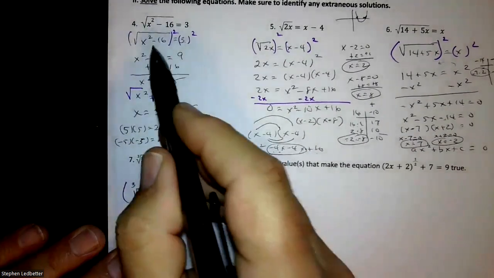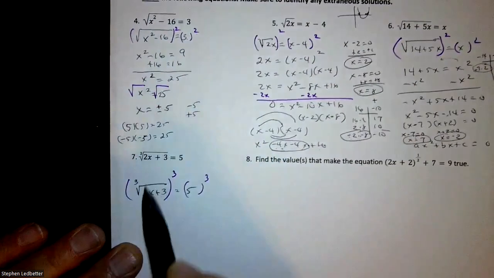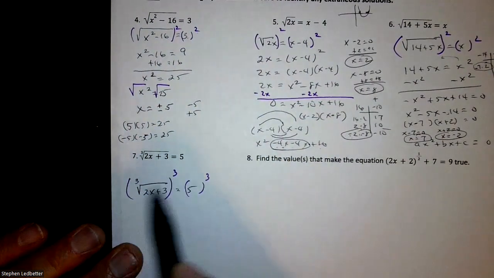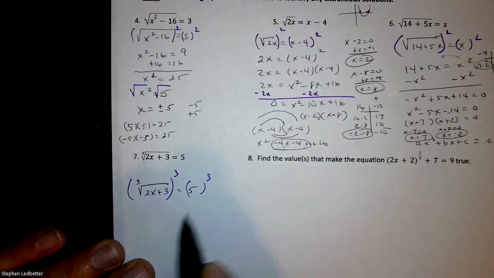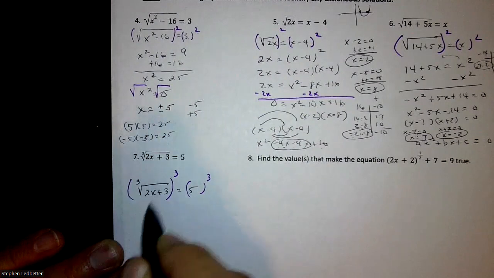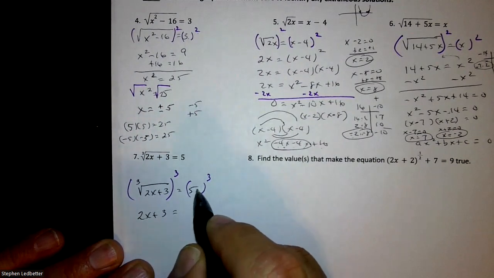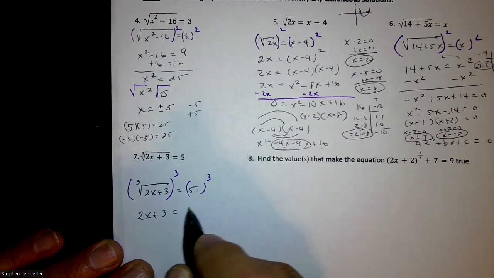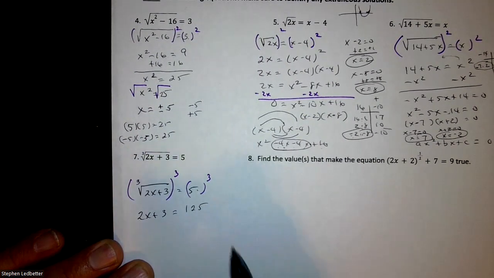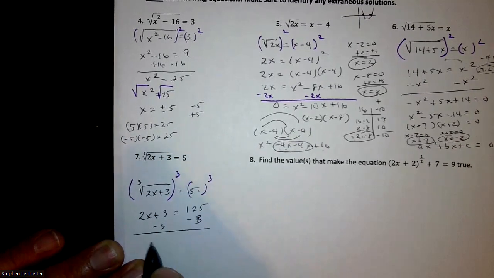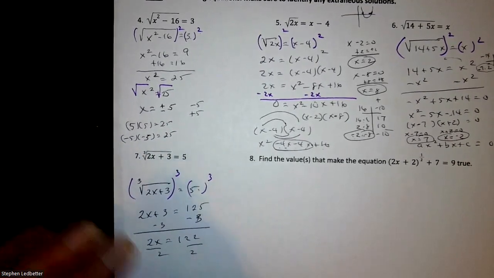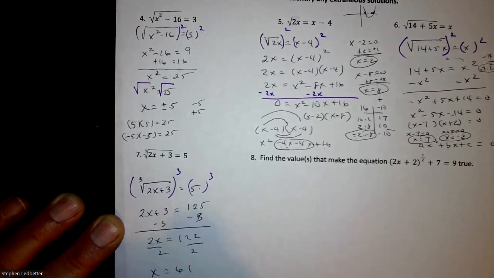It's just like the square. We took the square, it canceled out. So because this is a 3 and this is a 3, we're going to cancel them out. But we have to do 5 to the 3rd power here. So make sure you're paying attention to this. These will cancel out, so I end up with this. 5 times 5 times 5 is 125. Subtract 3 from both sides. 2x equals 122. Divide both sides by 2, x equals 61.